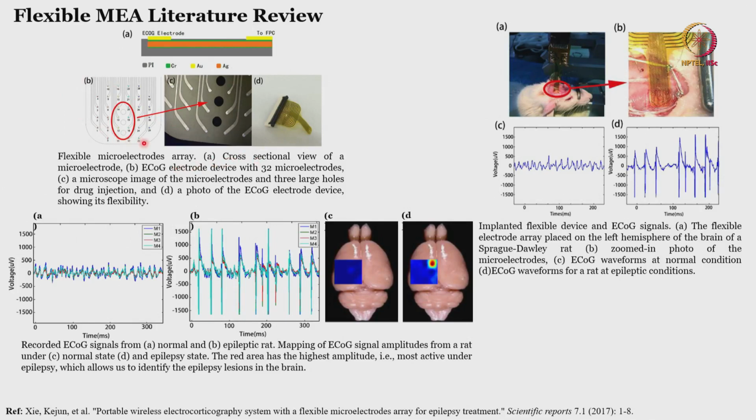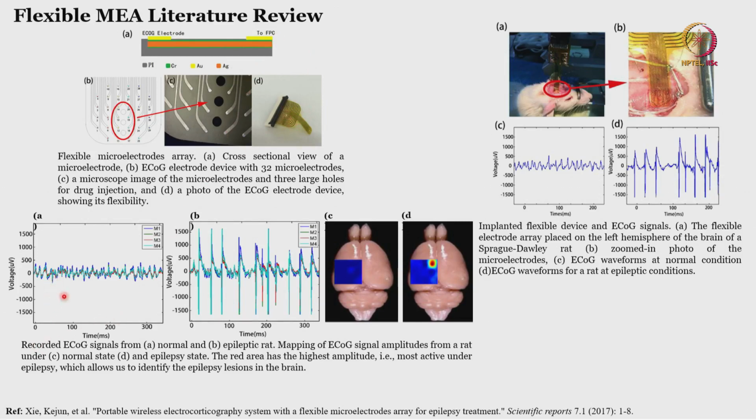In the last paper, what we saw was about 4 electrodes. Here there are 32 electrodes. Also there is a microscopic image of the microelectrode and 3 large holes for drug injection. So you can inject different drugs using these 3 holes when the device is implanted onto the rat's brain. Finally, you can see the actual photograph of the fabricated device.